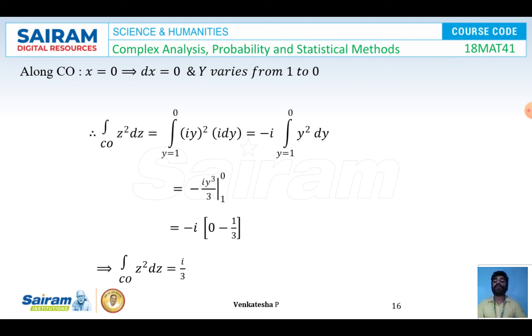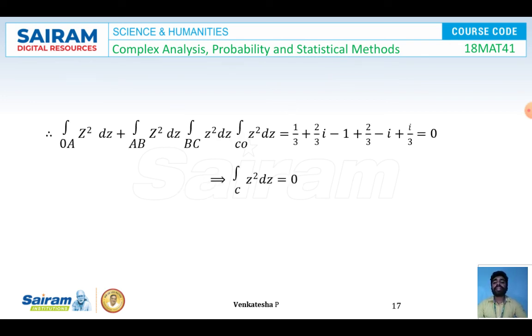So now I am going to replace all these values in the main equation. I got the integral over the region OA z square dz plus the integral over AB z square dz plus the integral over BC z square dz plus the integral over CO z square dz will be equal to 1 by 3 plus 2 by 3 i minus 1 plus 2 by 3 minus i plus i by 3, which is equal to 0. After simplifying this, we get the answer 0. So hence we can say that Cauchy's theorem has been verified.